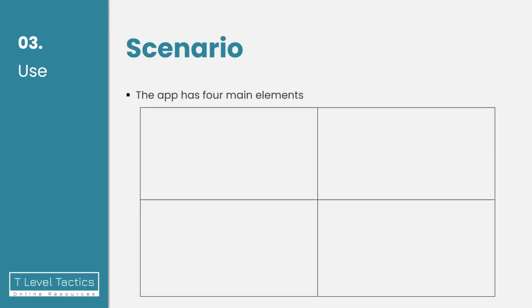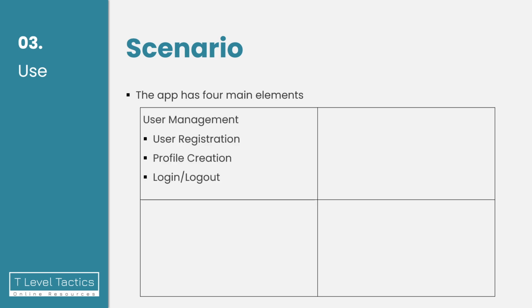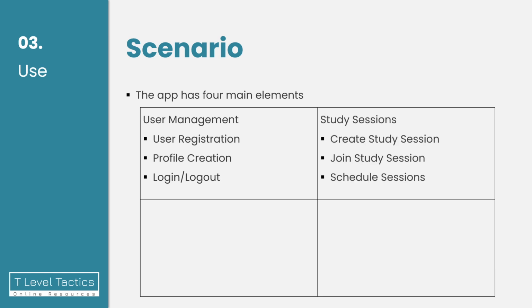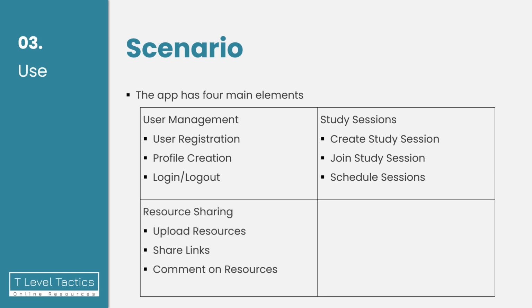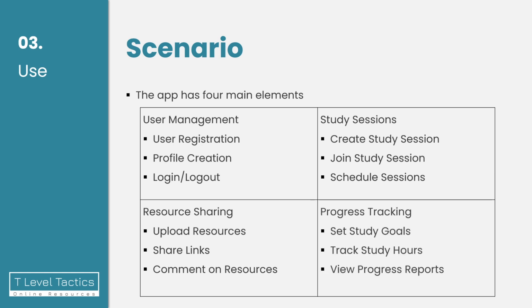Our app will have 4 main elements. User management, where users can register, create a profile, and log in and out. Study sessions, where users can create a study session, join a study session, and schedule sessions. Resource sharing, where they can upload resources, share links, and make comments. And progress tracking, where they can set study goals, track their study hours, and view progress reports.